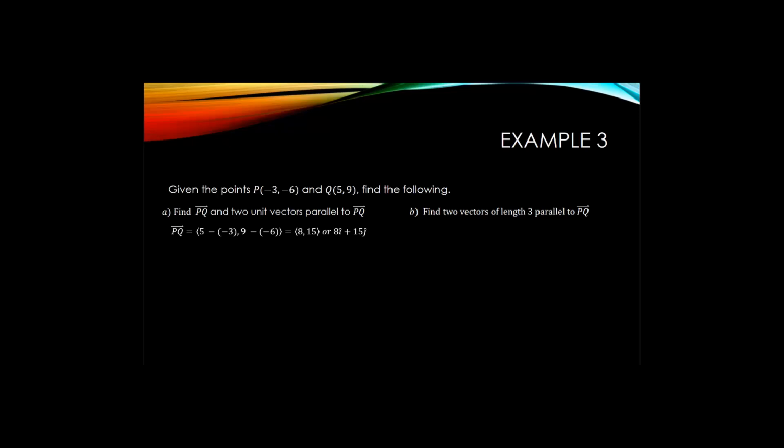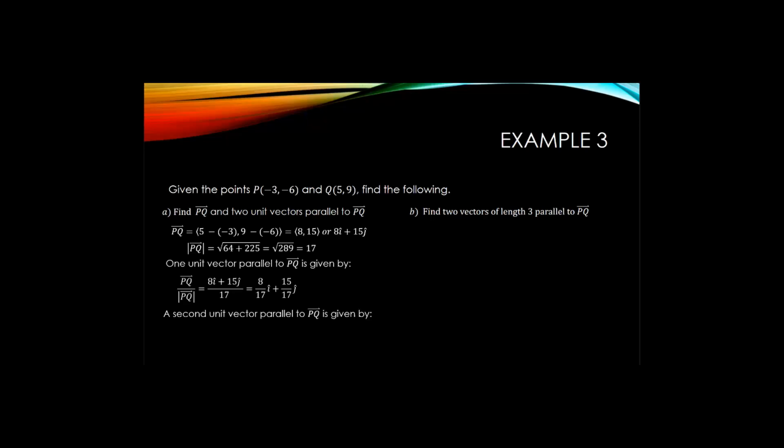Now I need to know the magnitude of my vector. This is given by the square root of 64 plus 225, which is equal to the square root of 289 and simplifies to 17. One unit vector that is going to be parallel to PQ will be given by the vector PQ divided by the magnitude of PQ. The vector PQ divided by the magnitude of PQ gives me the vector 8 i hat plus 15 j hat, all divided by 17. In vector component form, this becomes 8/17 i hat plus 15/17 j hat.